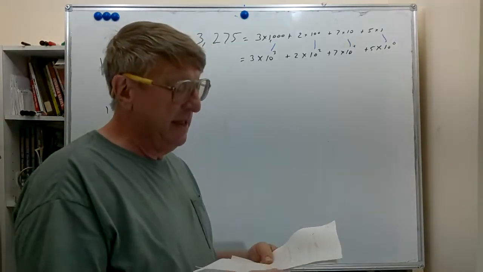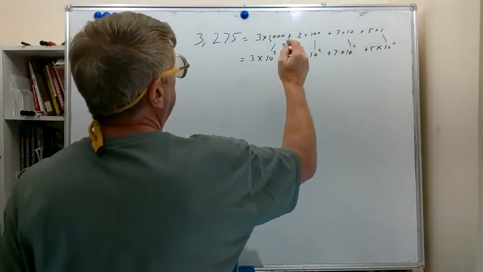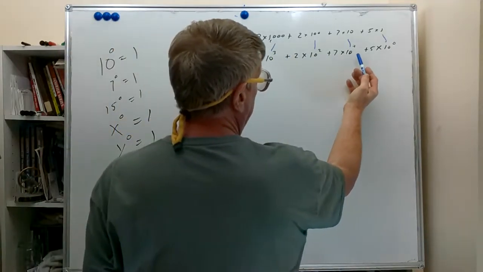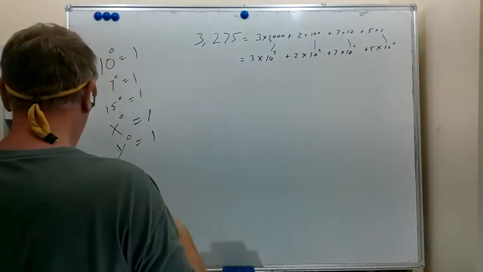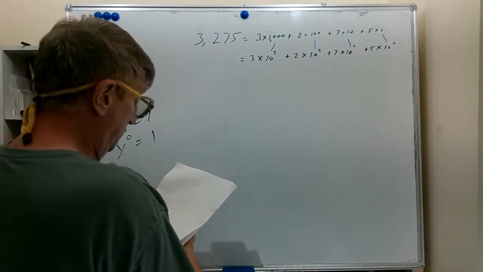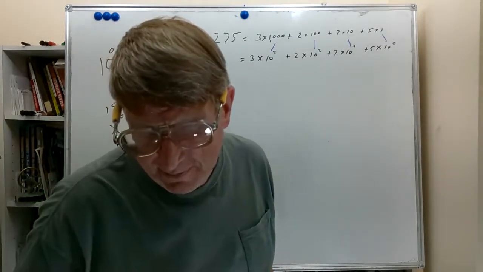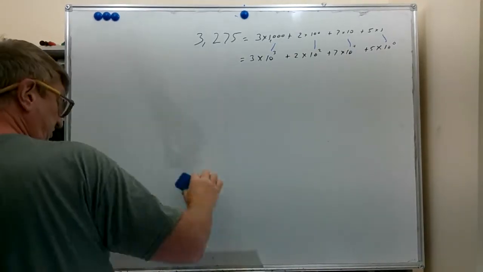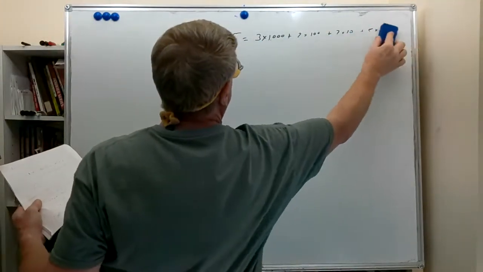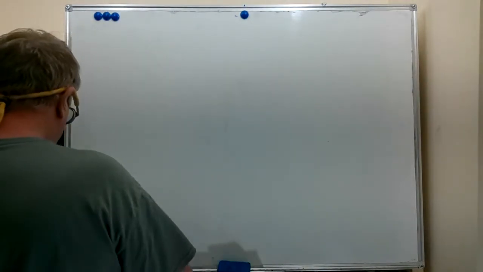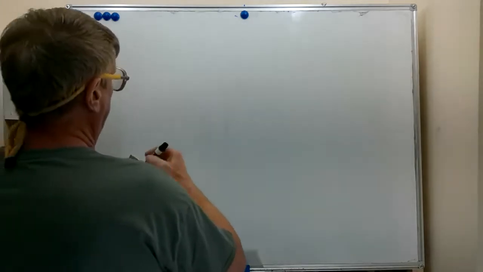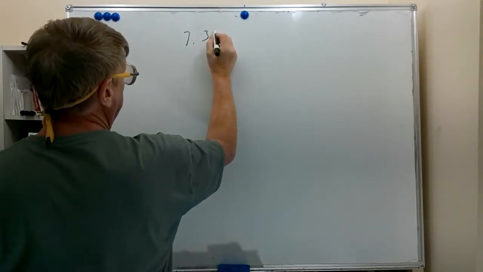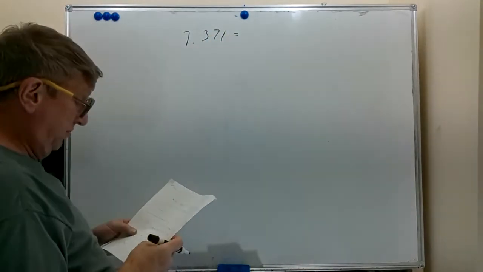Okay, we're going to talk about, in all cases here we had positive powers of 10. We had a positive 3, a positive 2, a positive 1, a positive 0. We're going to show a little bit about what happens when we have negative powers of 10. We're going to erase this example. Let's say we have this number, 7.371. Well, what does that equal?